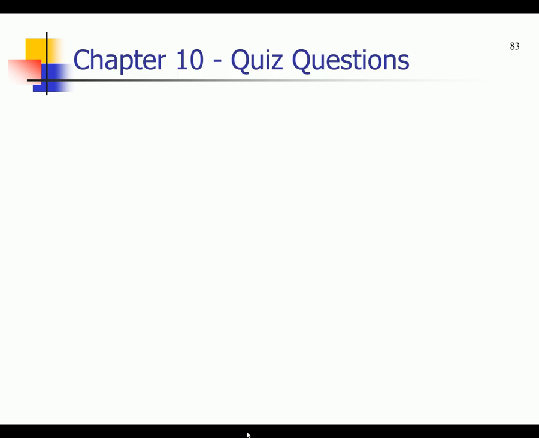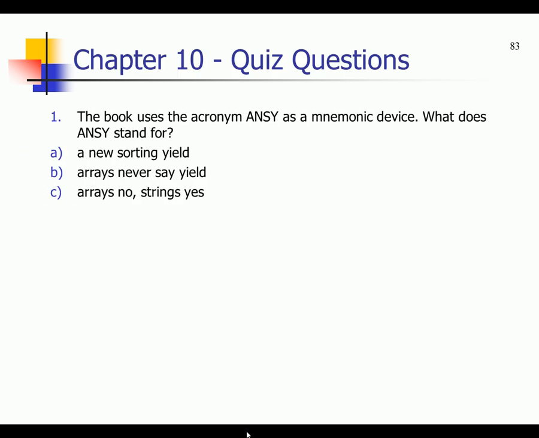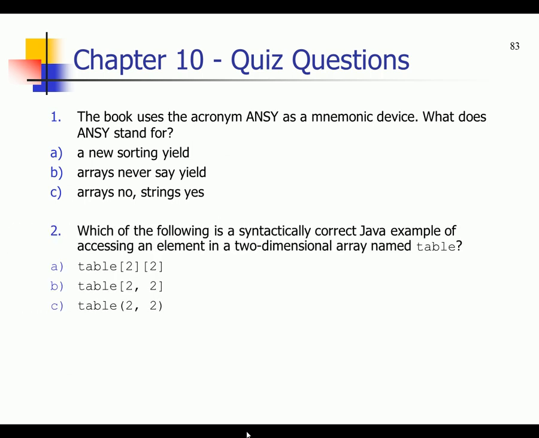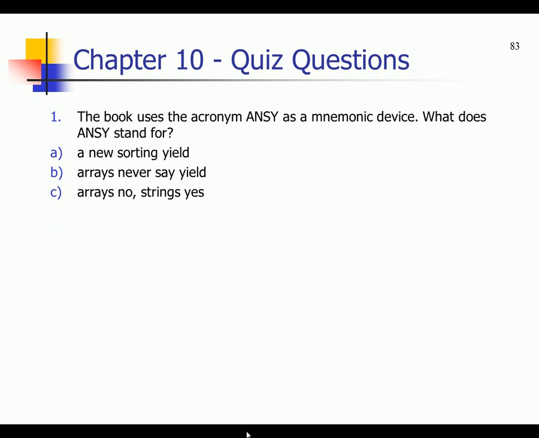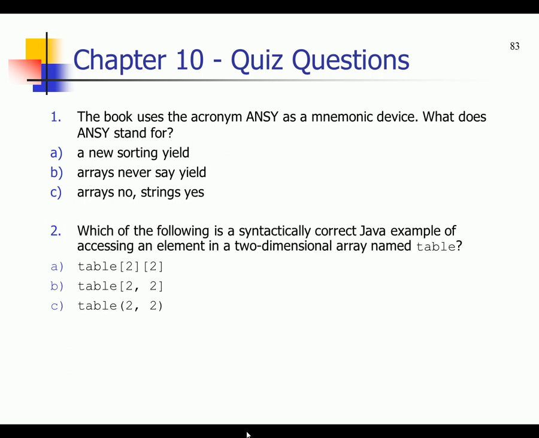All right, last slide. See if we can get these. The book uses the acronym ANSI as a mnemonic device. What does ANSI stand for? Arrays never say yield. Arrays no, strings yes. Yes, that's correct. Well, actually, what did that refer to? The parentheses around the length. Remember that? Very good.